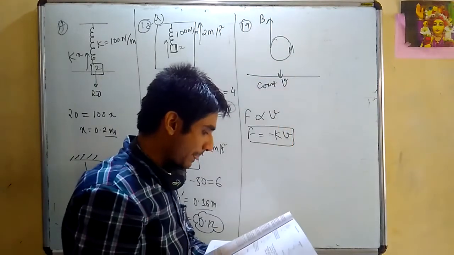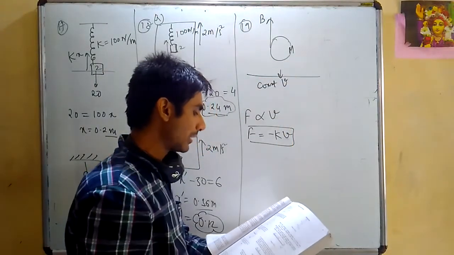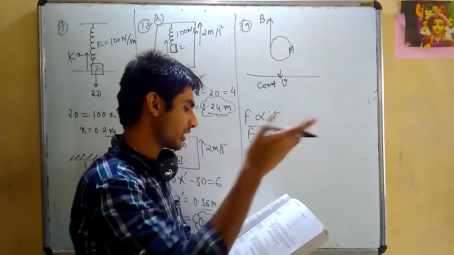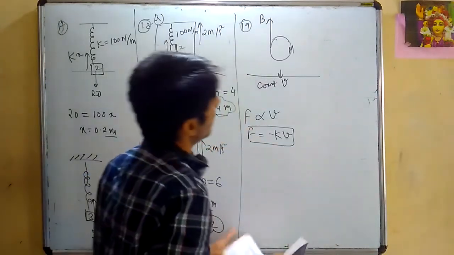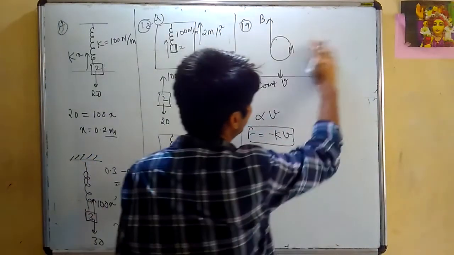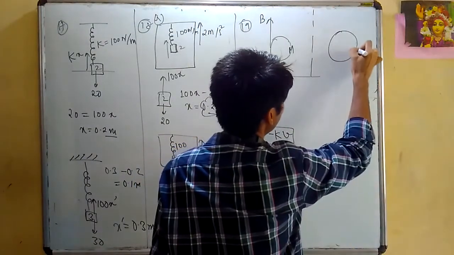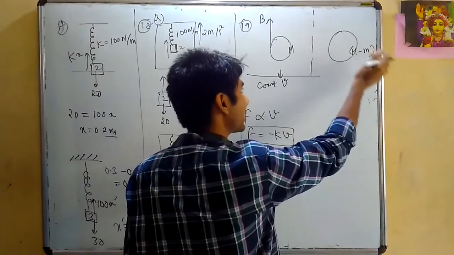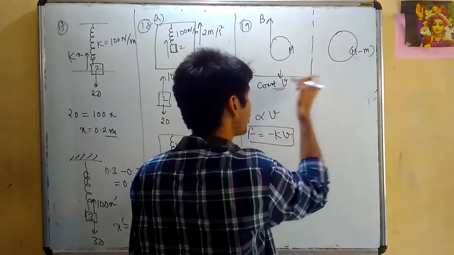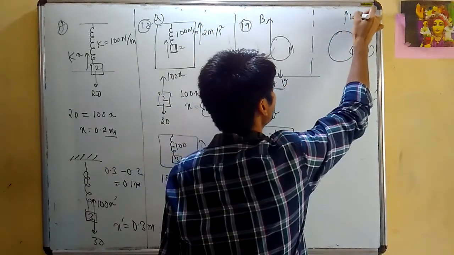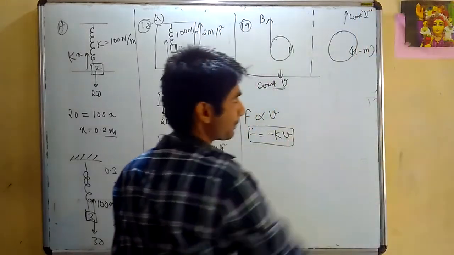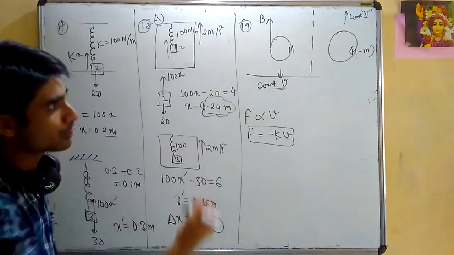Now the question is, how much mass should be removed from the balloon so that it may rise up with a constant velocity v? What is the final situation? Final situation should be like this. Say, for example, I have removed small m from it. Now rather than going down with a constant speed, it should go up with the same constant v. This is the situation. So how much m should be removed?